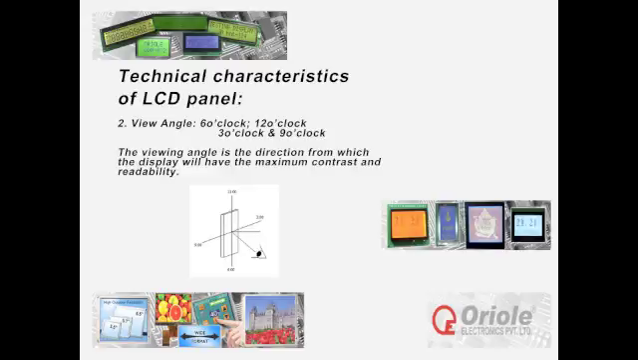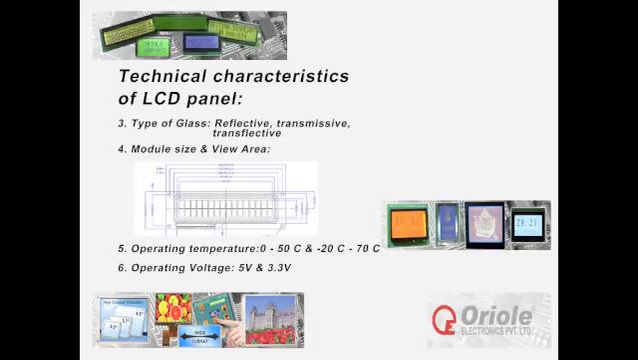So this is also a very important factor that we need to keep in mind when we're selecting a display or going in for customization and defining the characteristics. Finally, last but not least, four more characteristics that we need to keep in mind when either selecting an alphanumeric, graphical or a customized display. So the first is the type of glass: reflective, transmissive, or transflective.